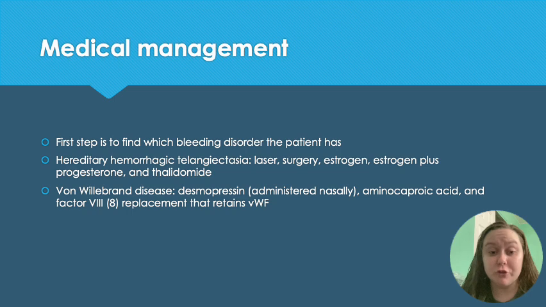Medical management. The first step is to find which bleeding disorder the patient has. Hereditary hemorrhagic telangiectasia involves laser surgery, estrogen plus progesterone, and thalidomide. Von Willebrand disease patients, we would use desmopressin administered nasally, aminocaproic acid, and factor VIII replacement that retains VWF.